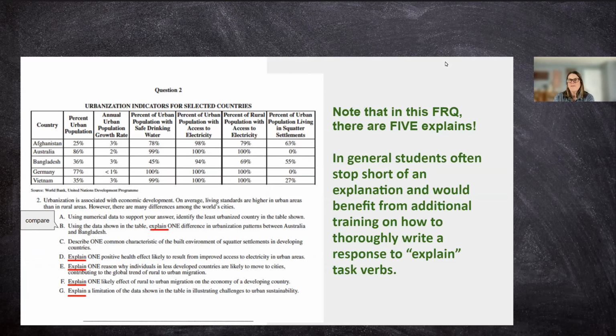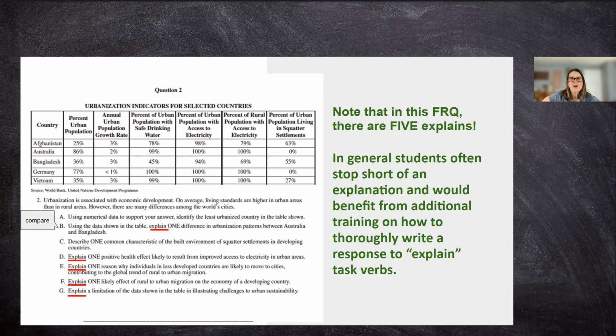So I do want to spend a few minutes talking about the explain task verb, because this is one of the most challenging task verbs. And on the left-hand side of the graph, you can see one of the questions from the East Coast exam that is looking at urbanization indicators for selected countries. So this is last year's urbanization question. And what I really want to draw your attention to are all the explains that are highlighted in red, right?